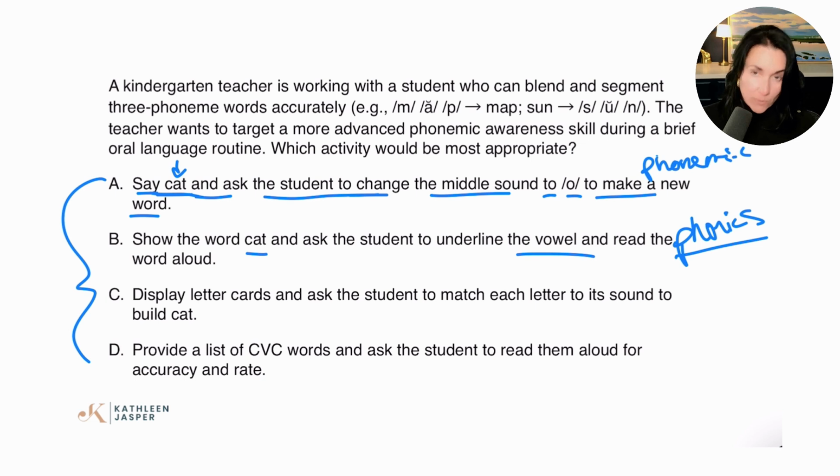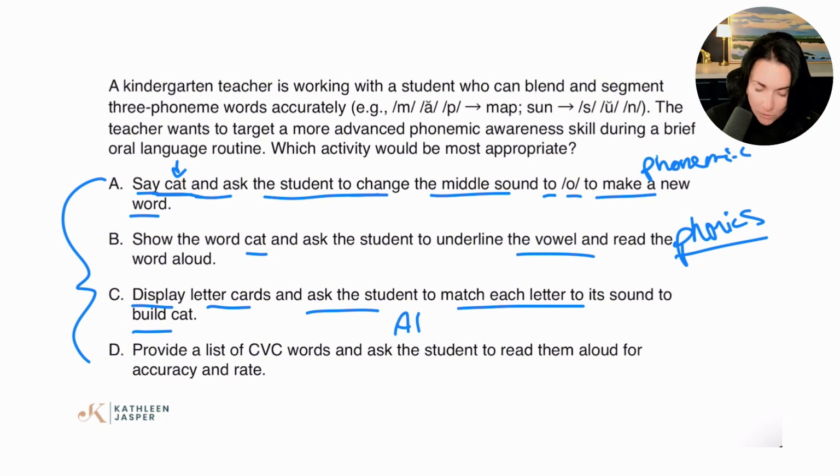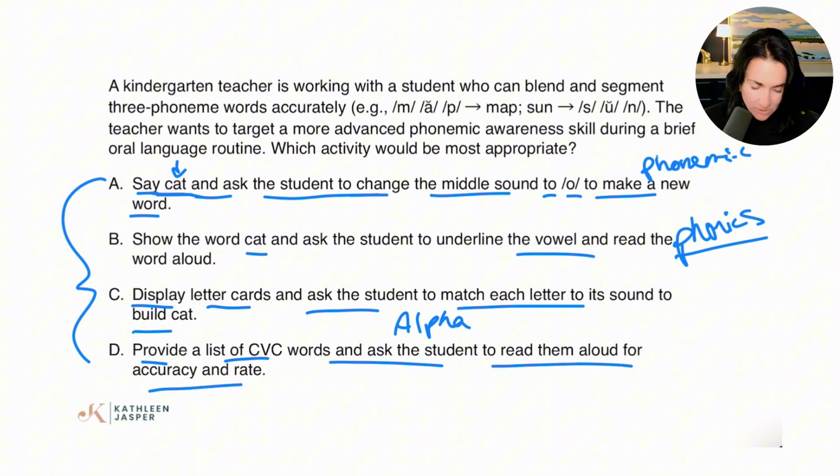And this is phonics where you have to actually see the word. Display letter cards and ask the students to match each letter to its sound. This is the beginning of phonics because remember, letter-sound correspondence, matching the letter. We have to look at the letter. This could also be the alphabetic principle. All right, I'm just sort of discerning the different skills students are working on here. D, provide a list of CVC words and ask the students to read them aloud for accuracy and rate. This sounds like busy work. It doesn't sound like it's effective. So I'm going to take D out. Now, A, I have that beginning skill, phonemic awareness. C is also a beginning skill, that alphabetic principle. And B is a little more advanced in terms of phonics.